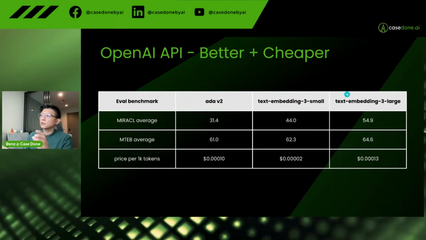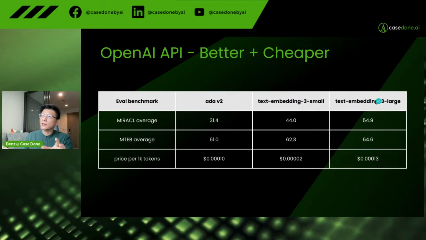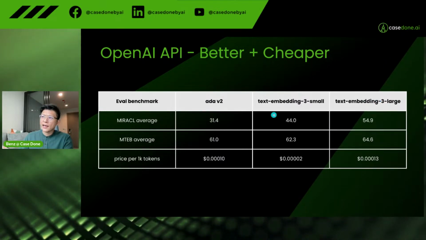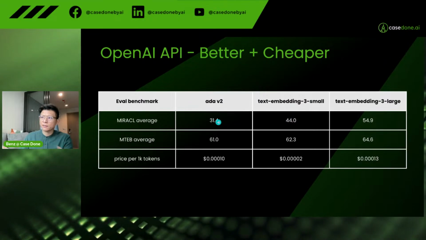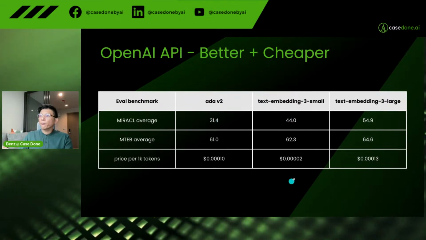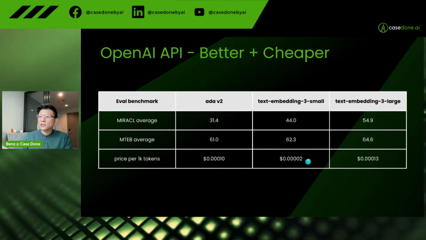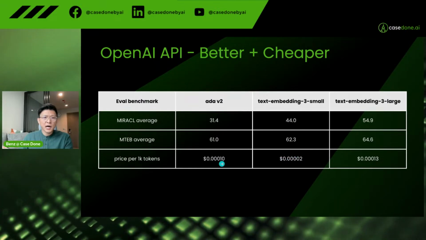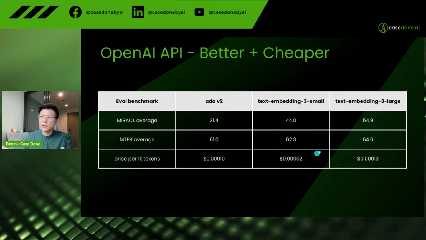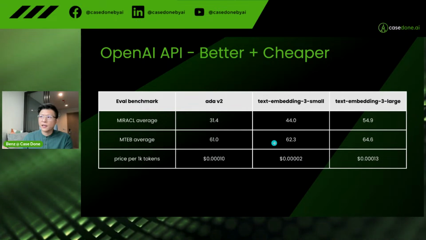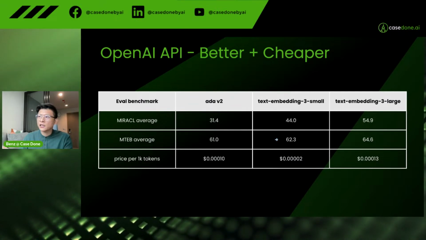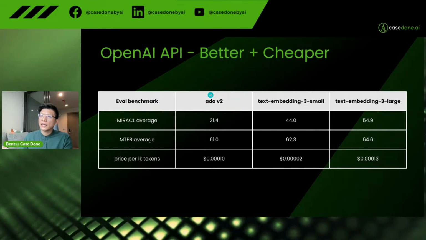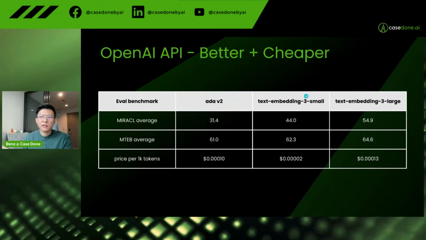The large embedding 3 model does perform significantly better than the small version and the previous versions. On the other side, the cost, especially for the smaller model, is 5 times cheaper, but it performs better. So I think everyone in the RAG community is probably going to switch from the Ada version 2 to the text embedding 3 model.